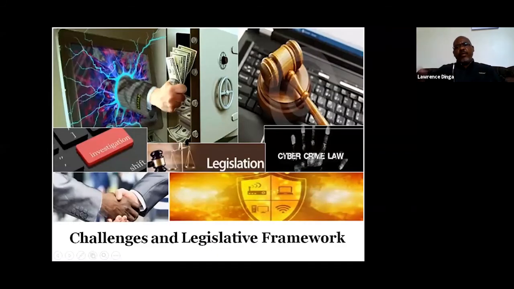So we've looked at the process of digital forensics, and now let's look at some of the challenges and the legislation framework.